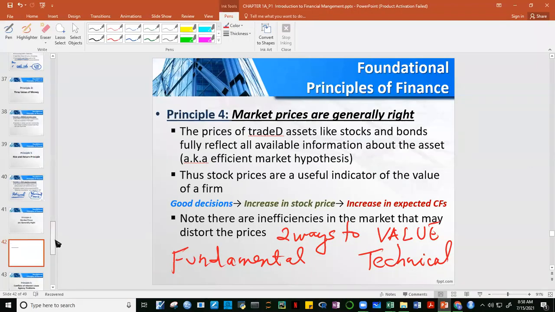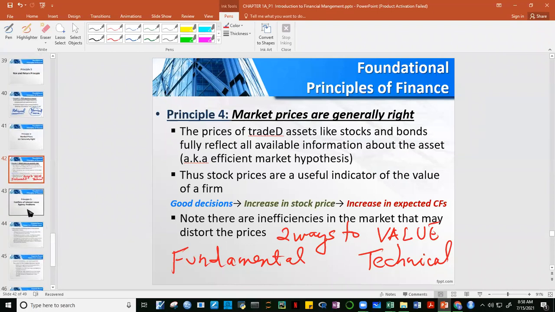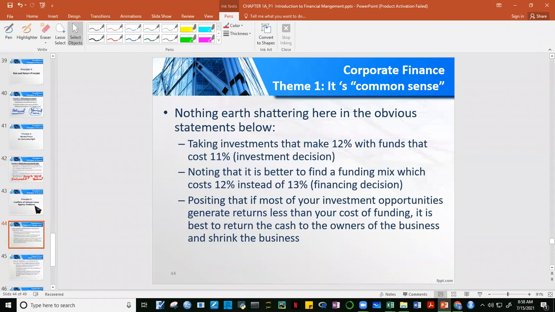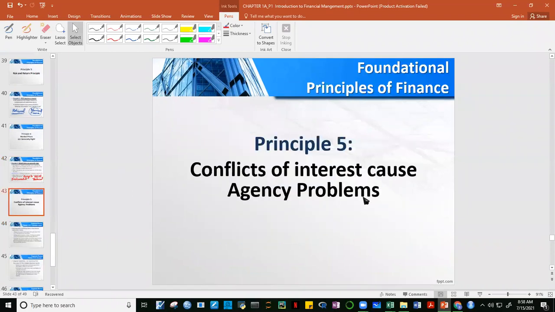I'm running out of time. Okay, and then last, guys, yung agency problems. Alam naman natin yan, guys. We know that conflicts may arise due to agency problems.